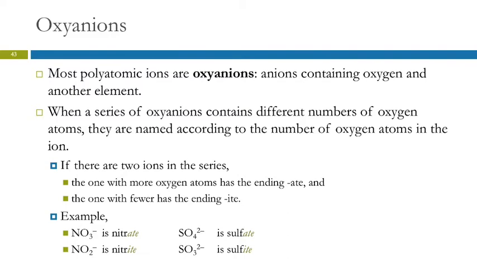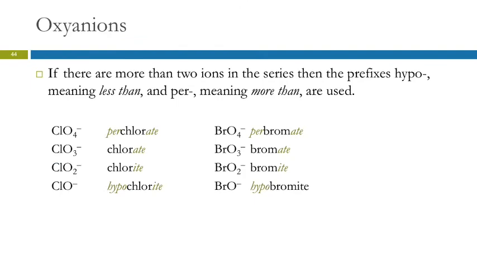So there are some series of oxyanions with the same element, like the nitrate, nitrite. When there's two ions in the series, there's a pattern here. The one that has more oxygen atoms has the ending ate, and the one with fewer has the ending ite. So we can see nitrate and nitrite, sulfate and sulfite. The difference between these pairs is one oxygen. The number of sulfurs or nitrogens is the same. The charge is the same. The only thing that changes is the number of oxygens. So there's a pattern here.